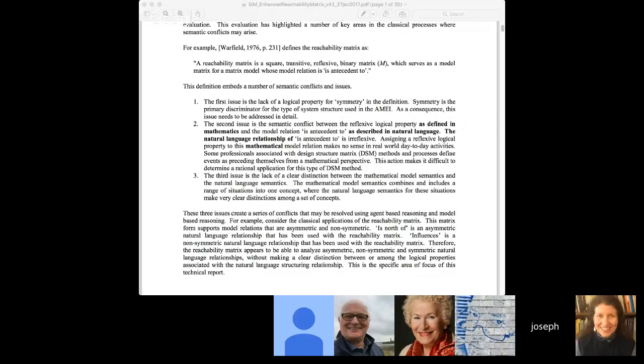Make the clear distinction between the mathematical model semantics and the natural language semantics. And then we just run through and detail the analysis for those pieces. So, are there any questions on that part?